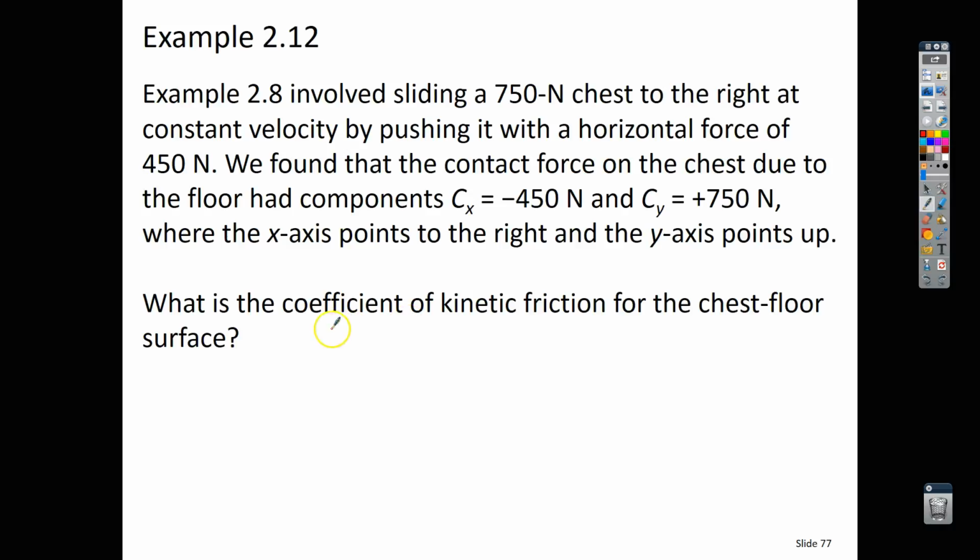So to do this one, we know that the kinetic force of friction is equal to mu k times the normal force. We can solve for the coefficient of kinetic friction by just rearranging the equation. So mu k is equal to f little k all over our normal force. We said that the force of friction was negative 450 newtons.